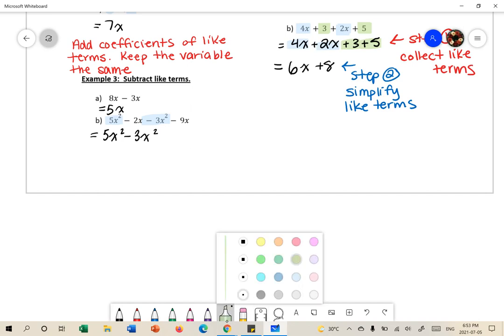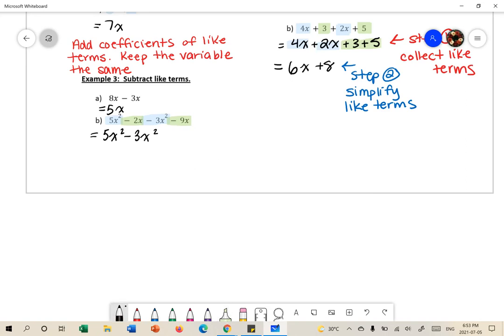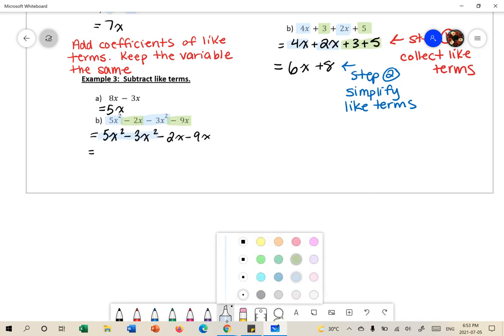And then negative 2x is like with negative 9x. So I'm going to write them together. And then I'm going to simplify like terms. I can only simplify my x squared terms together, and I can only simplify my x terms together.